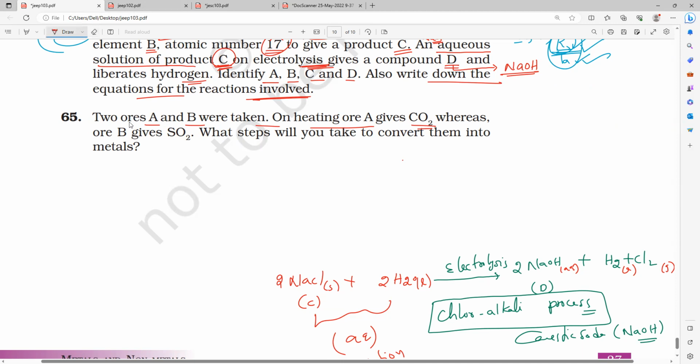Now you can see, ore A must be what ore? It is definitely the carbonate ore. Understanding? And ore B must be definitely a sulfide ore. Since it is a sulfide ore, we have to undergo what process? Roasting. Roasting means what? Open air or closed air? Limited air. Understanding? Heating in open air.